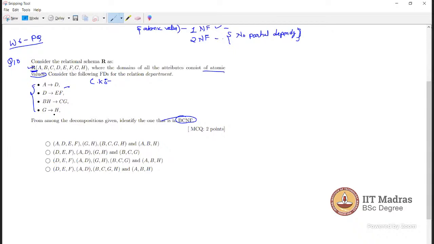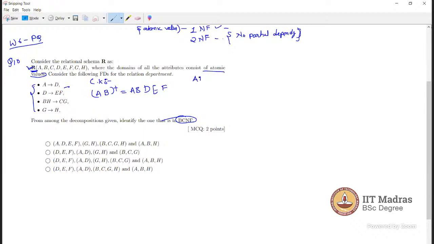In this case, AB is not present on the right hand side, right? So let us take the closure of AB. From A, I will get D. From D, I will get EF. So I am not getting all the attributes present in the relation R. So AB is not a candidate key, but AB must be a part of a candidate key, right? So now we have to take all the possible combinations.